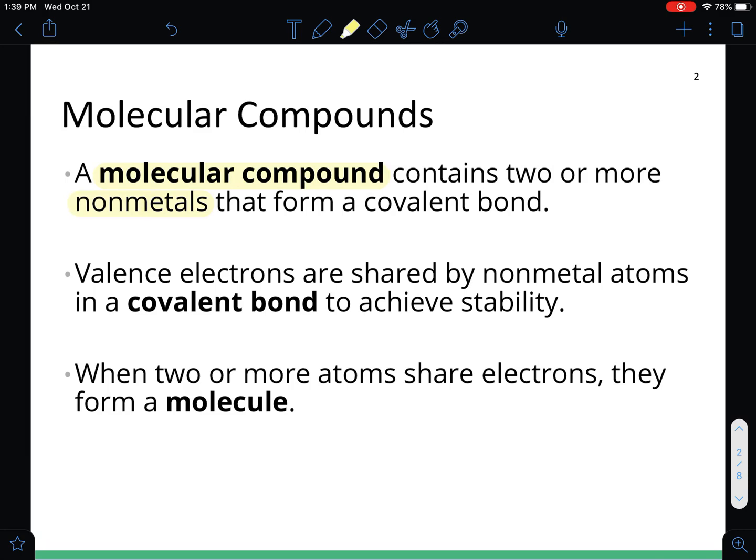Now, what makes something a covalent bond is when nonmetals share their valence electrons to achieve stability. Okay, so it involves their valence electrons with the goal of achieving a complete octet or a complete outside shell of electrons. And specifically, the electrons are shared between the atoms.